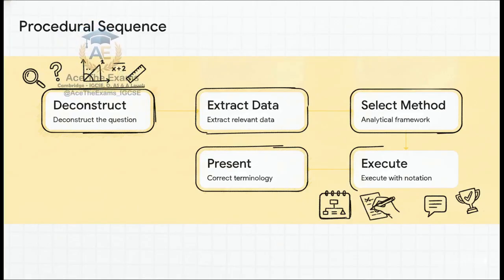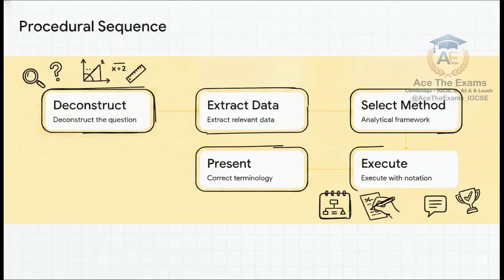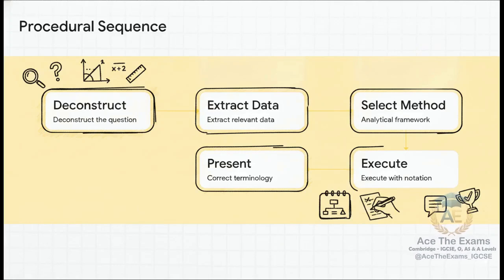Step 3, select the analytical framework. Step 4, execute with notation. Step 5, present the terminology. If Alex overloads the paper, he runs out of time. If Sam skips the steps, he breaks the chain of logic. You must follow this structural matrix to keep your analysis flawlessly anchored to the evidence.